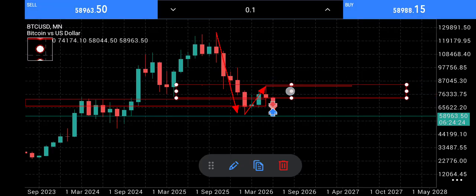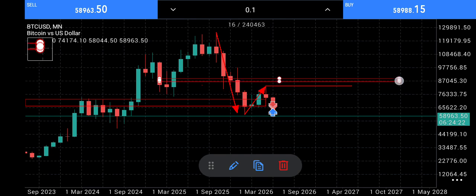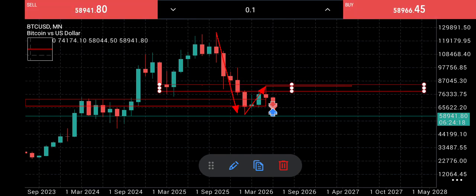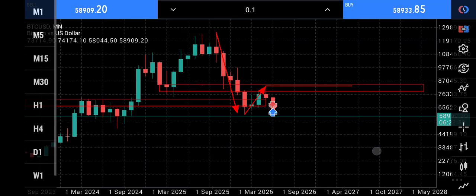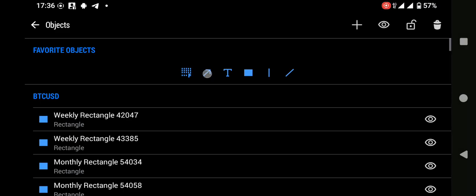I was feeling that the price could get into this support area here, which was broken, and when it gets into this support area, the price could be resisted, then drops again. So that was my feeling as a trader.